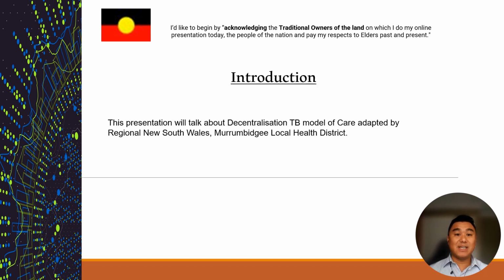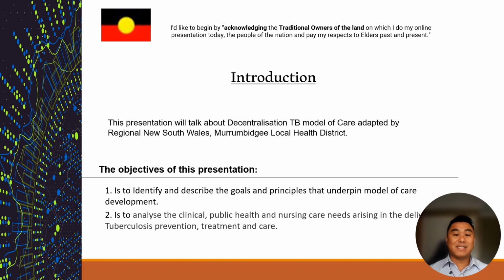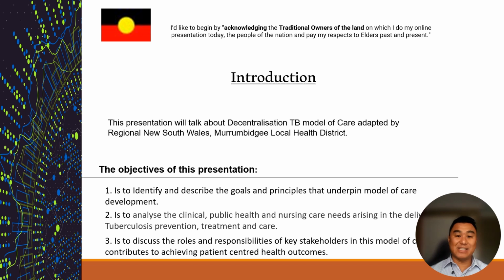For the introduction, this presentation will talk about the decentralization TB model of care adopted by Regional New South Wales Murrumbidgee Local Health District. The objectives of this presentation are, first, to identify and describe the goals and principles that underpin the model of care development. Second, to analyze the clinical, public health and nursing care needs arising in the delivery of model of care, tuberculosis prevention, treatment and care. And lastly, to discuss the roles and responsibilities of key stakeholders in the model of care that contribute to achieving patient-centered health outcomes.